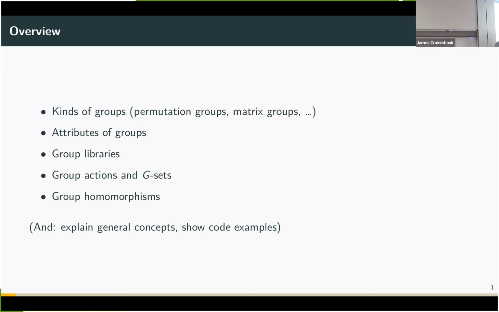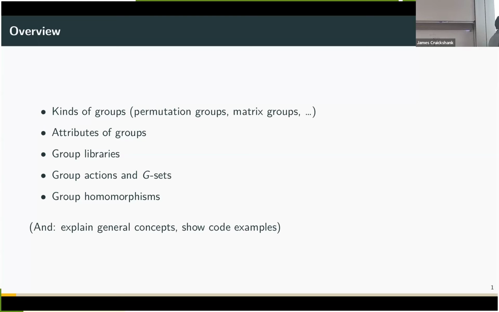Then something about attributes of groups, and group libraries, resources of large collections of groups. If one wants to find some interesting groups, these libraries are a good place to start. Then important concepts, group actions and G-sets. We have already heard a little bit about that in previous talks. And then the last concept, group homomorphisms.